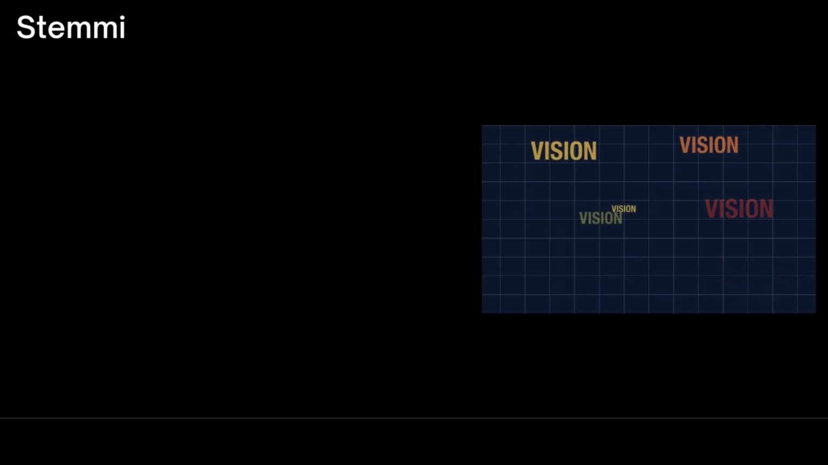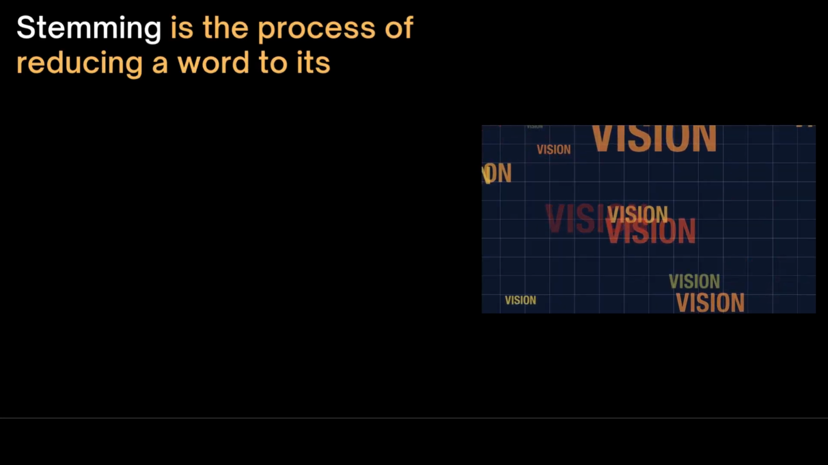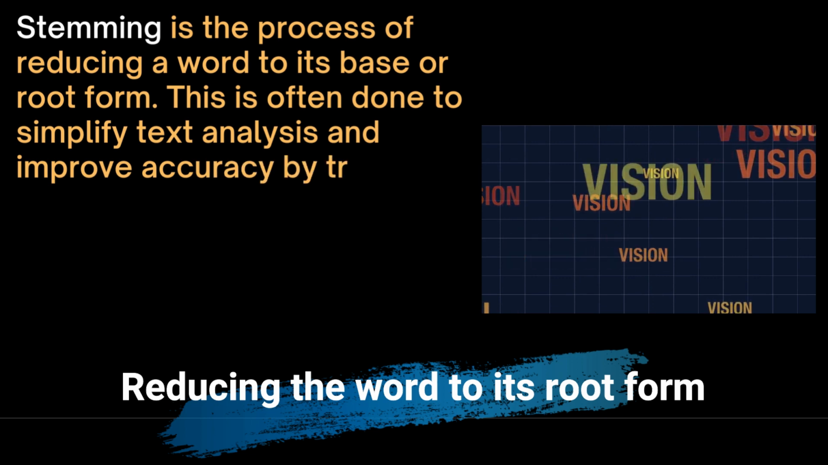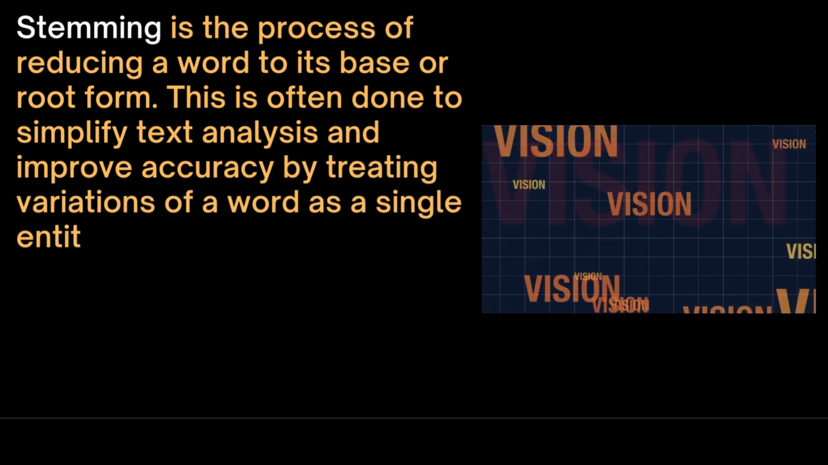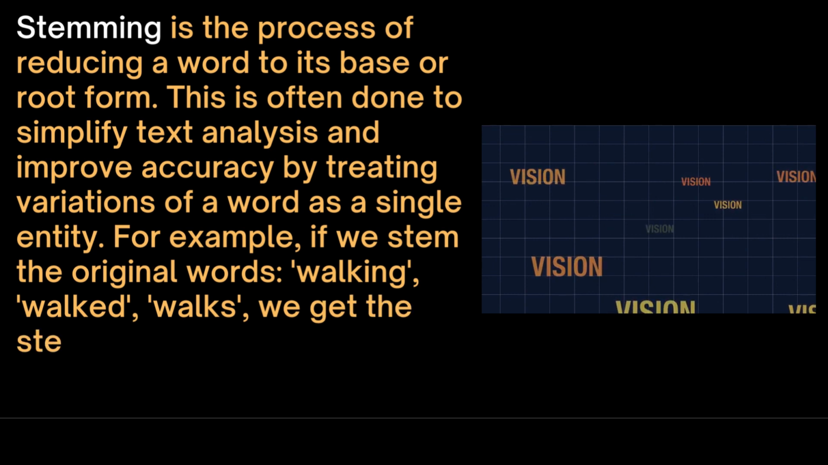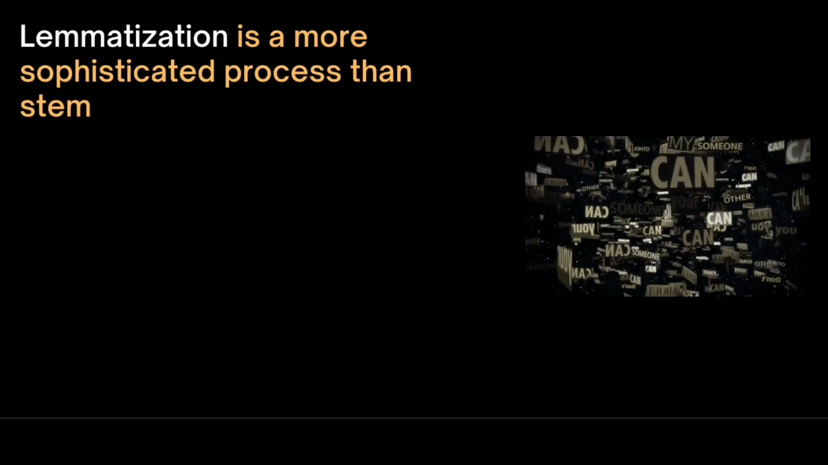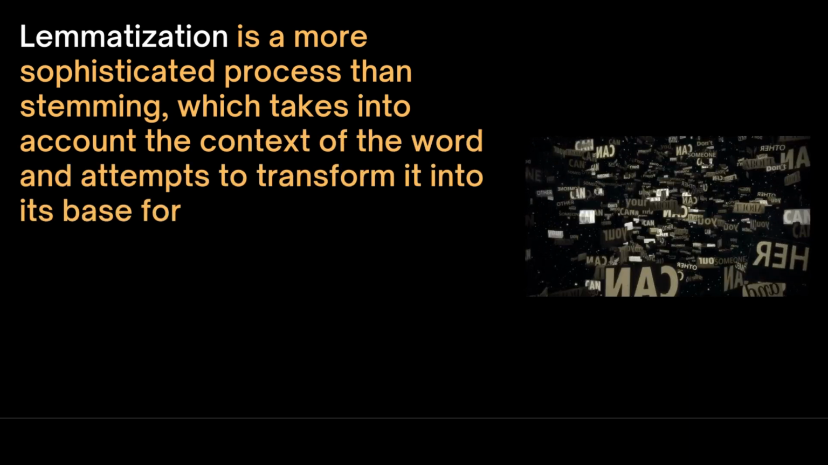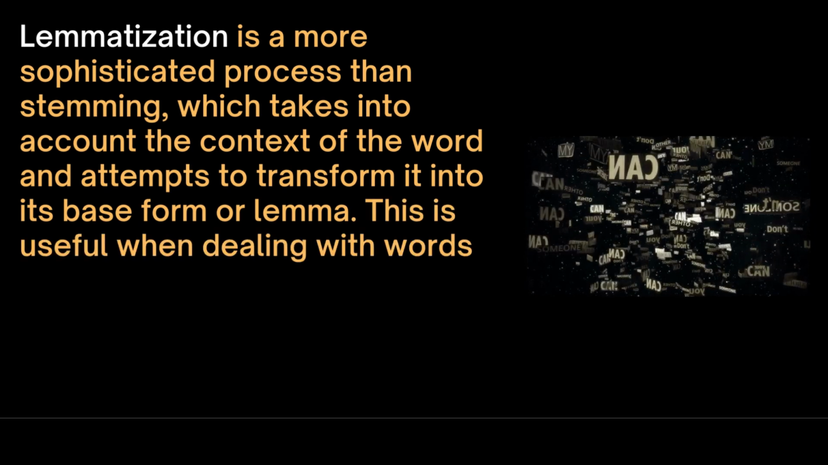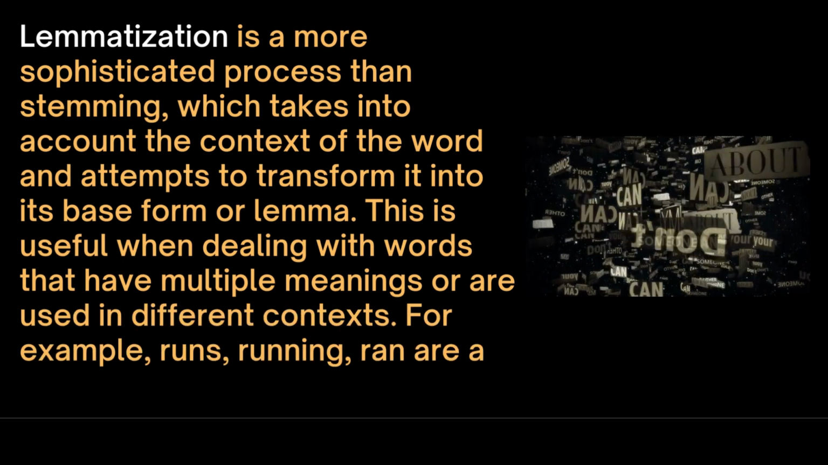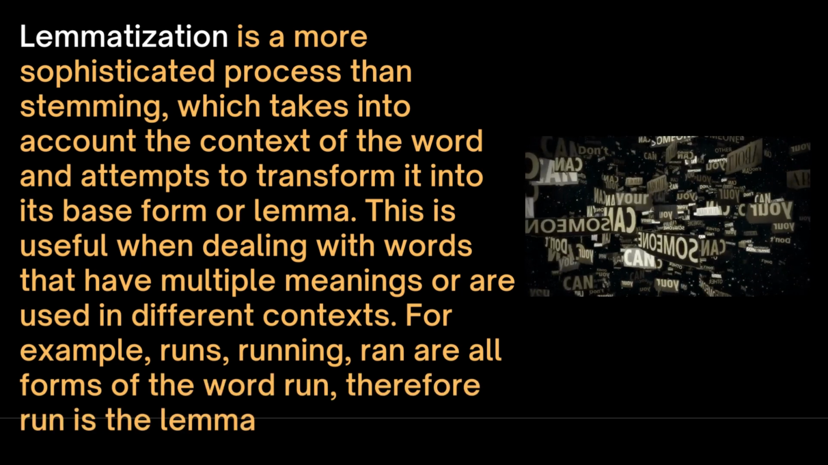The next step is stemming. It is the process of reducing a word to its base or root form. This is often done to simplify text analysis and improve accuracy by treating variations of a word as a single entity. For example, if we stem the original words walking, walked, walks, etc., we get the stemmed word walk. Lemmatization is a more sophisticated process than stemming, which takes into account the context of the word and attempts to transform it into its base form or lemma. This is useful when dealing with words that have multiple meanings or are used in different contexts. For example, runs, running, ran are all forms of the word run. Therefore, run is the lemma.